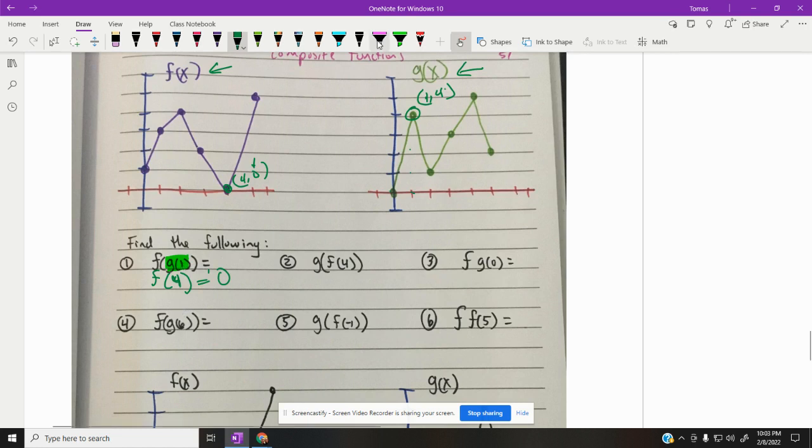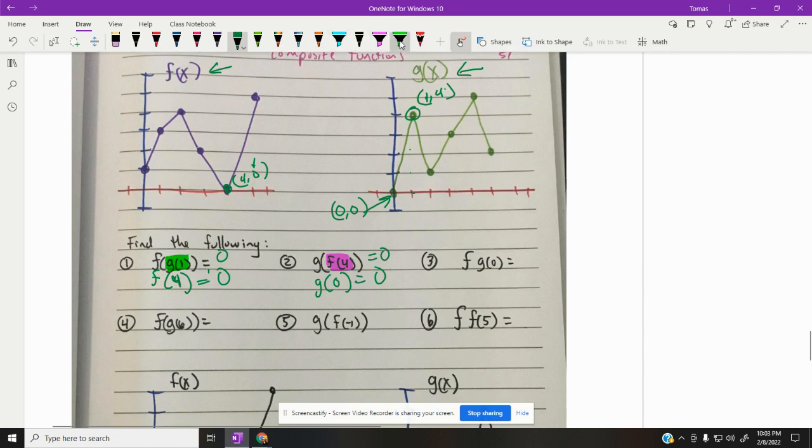Okay, hopefully this is making sense. Number 2, right here, is f of 4. We just did that one. F of 4 is right here at 0. So that means we're going to have g of 0, which is right there, 0, 0. So g of 0 is 0. So the answer is just 0.